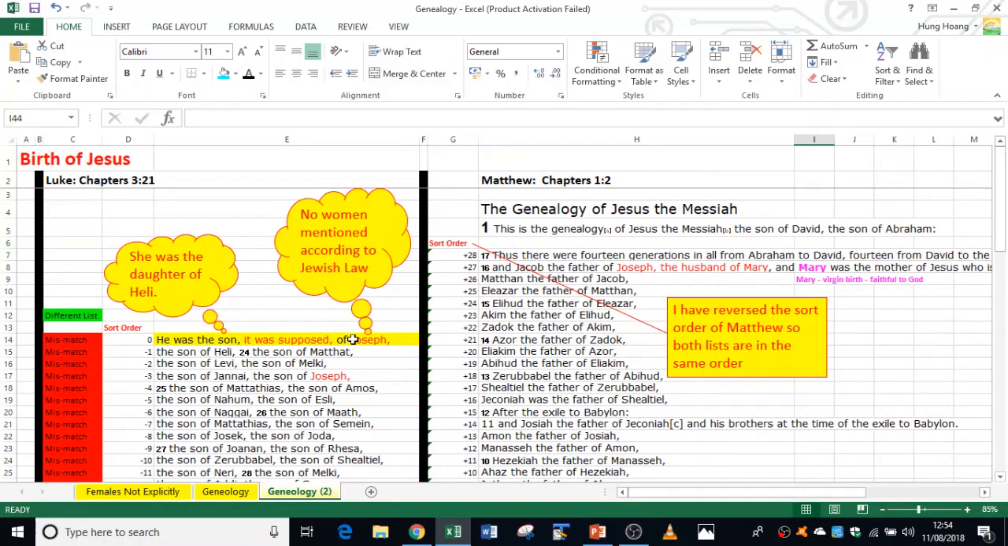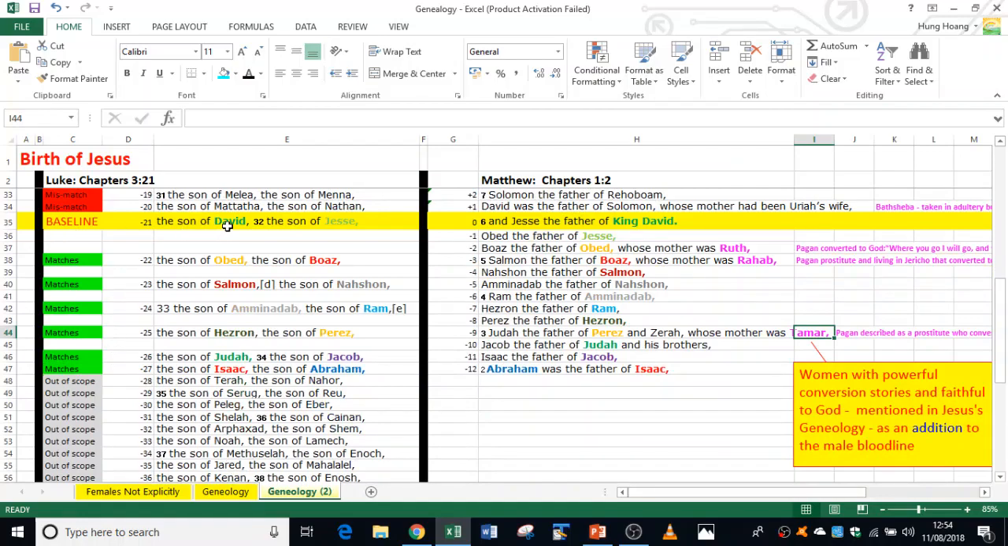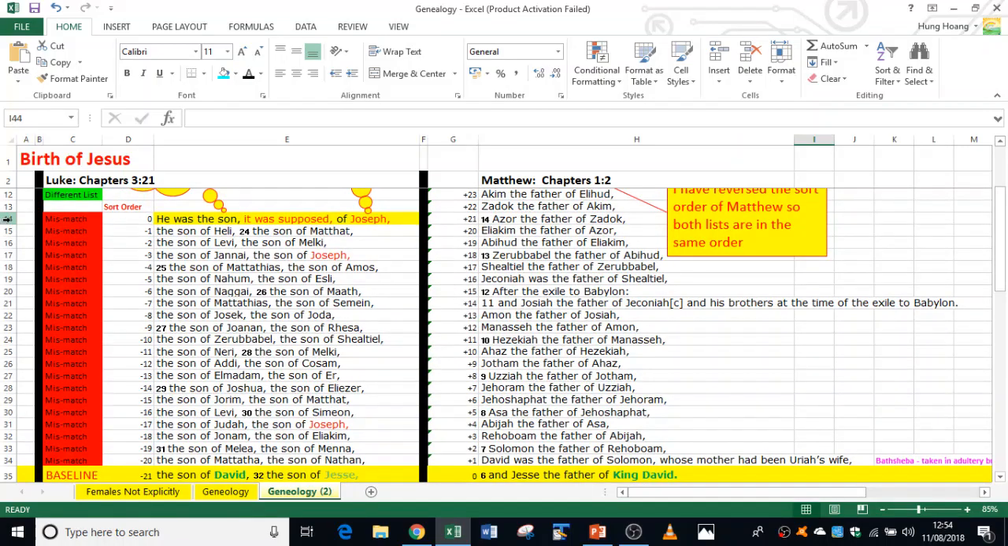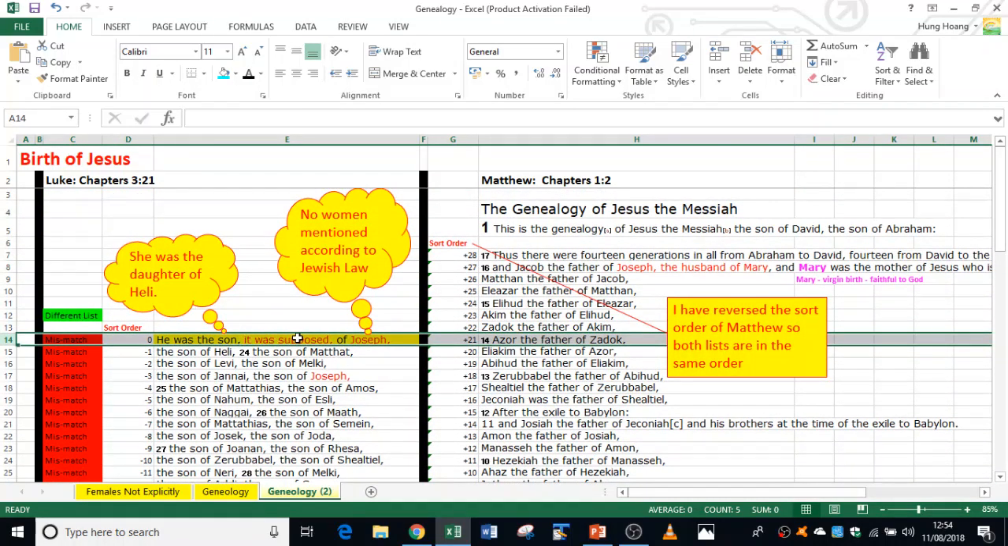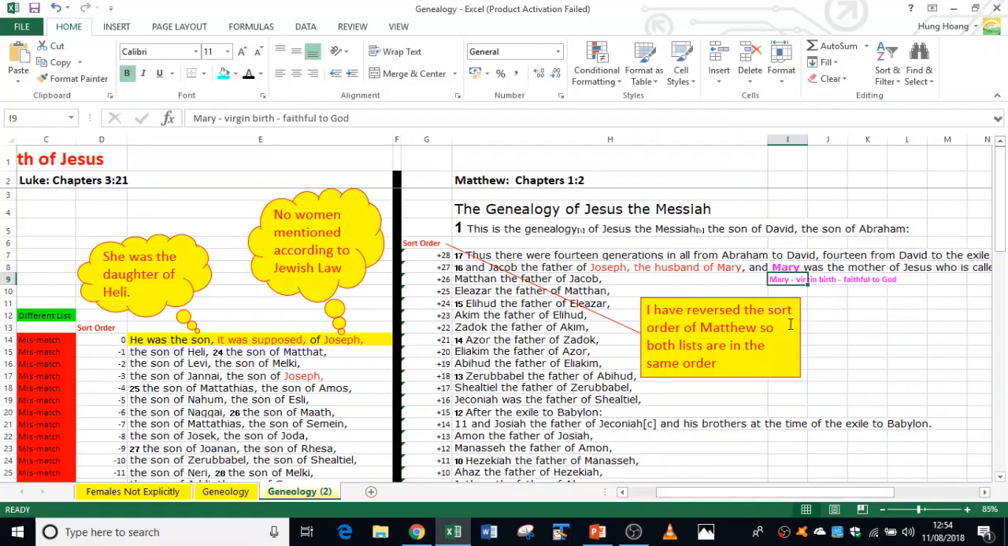Okay then, so there is no contradiction because, as you can see, anything after David, King David, is green or out of scope. Anything before David is simply because they don't mention women directly in the genealogy. You can mention the woman, but you can't mention the woman's family.